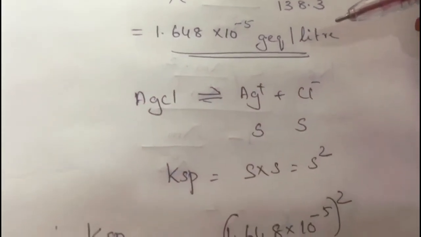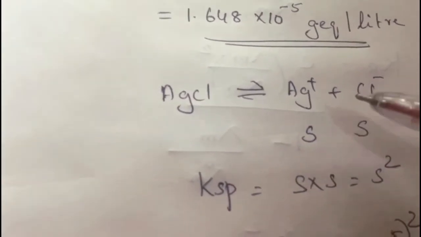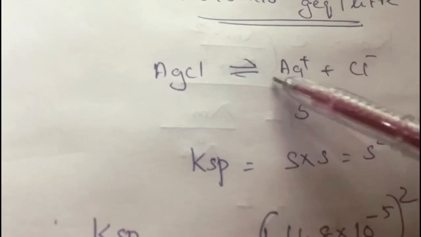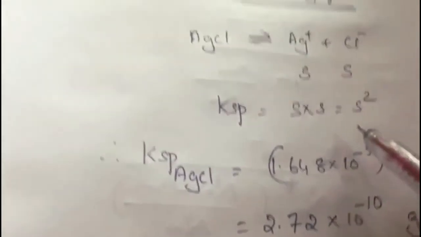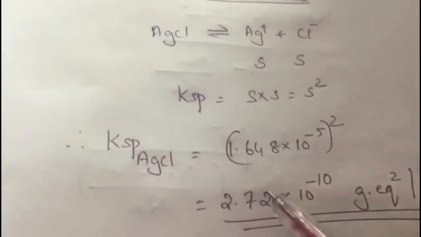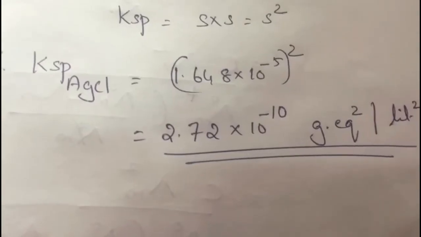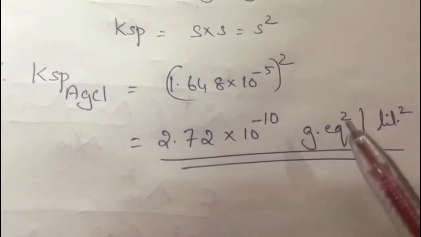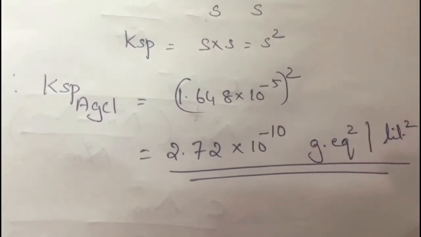Now we have to calculate the solubility product. So here AgCl dissociates as Ag+ and Cl minus. So solubility is S and S. So KSP equals S into S, because there is only one Ag and one Cl minus. So S into S equals S square. So we can substitute the value: KSP of AgCl equals, we know the S value here, so substitute this value, 1.648 into 10 raised to minus 5, the whole square. So we will get the answer as 2.72 into 10 raised to minus 10 gram equivalent square per liter square. This is the answer for the solubility product of AgCl.